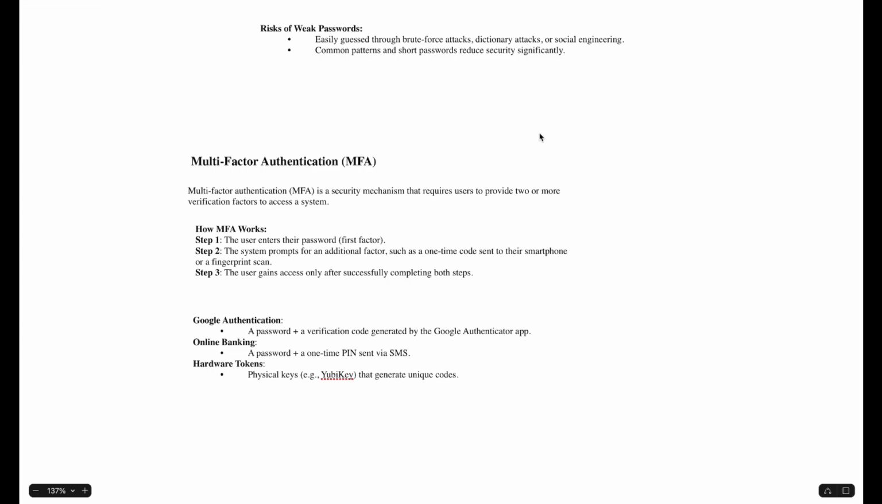And basically on Google, there's a password and a verification code, and online banking has a password and a one-time PIN sent through SMS. And some other examples which we're not going to be covering, but you guys get the basic idea.